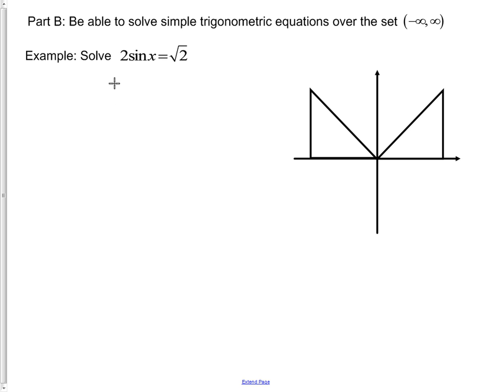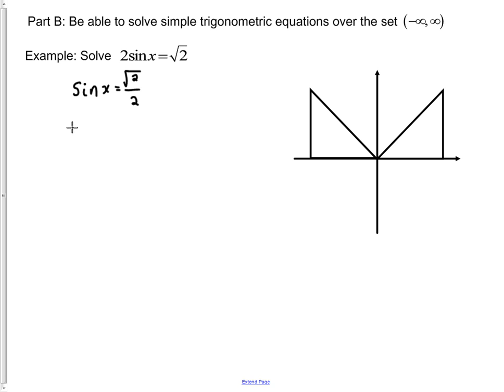So here's 2 times the sine of x equals square root of 2. And we know that at this point, if we're going to solve a trigonometric equation like this, we have to isolate sine of x to one side. So we get the sine of x is equal to square root of 2 divided by 2.